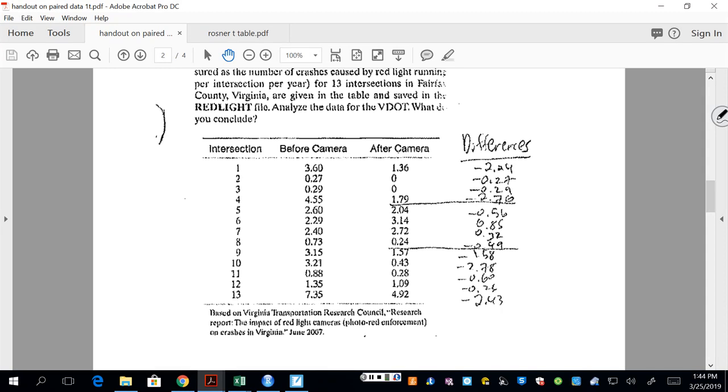So this is called a before-after study, because you have a bunch of places that are measured before and those same places are measured after. So the pairs are created because it's the same 13 intersections both times. If you take after minus before and you get a negative value like negative 2.24 there, it's negative, that means before is larger. So negative values when it's done this way is good, meaning that it's a decrease.